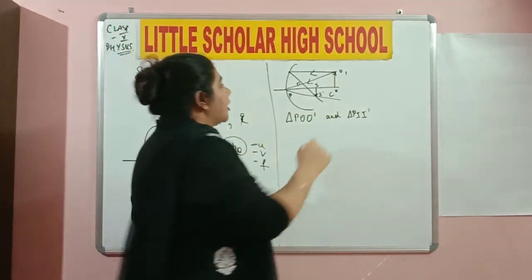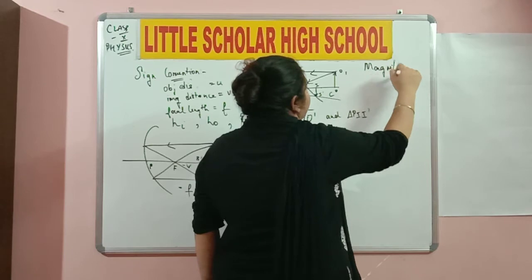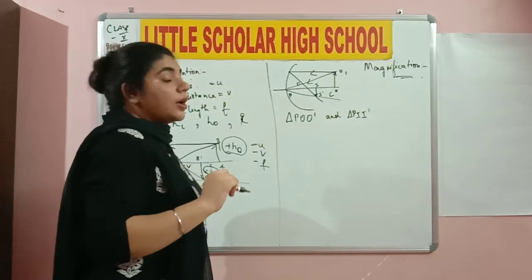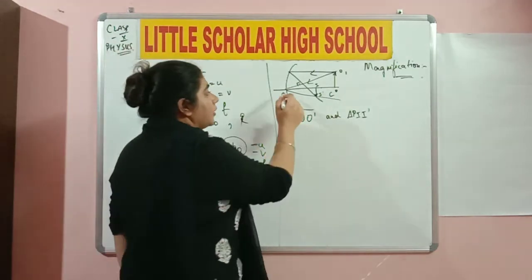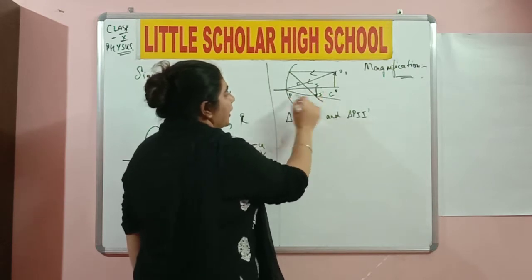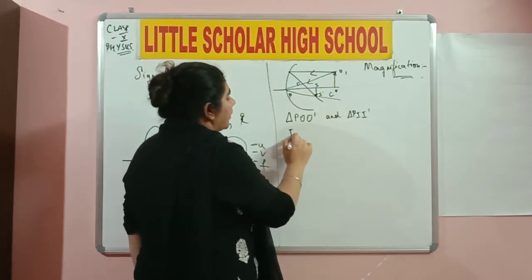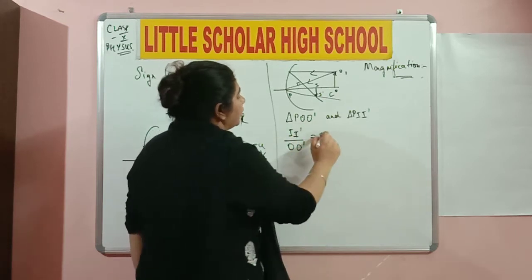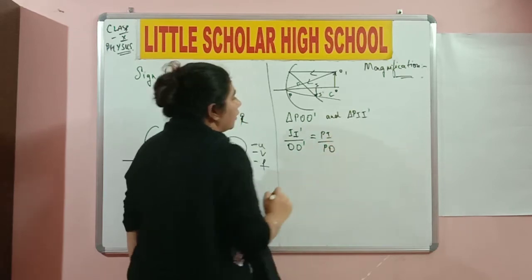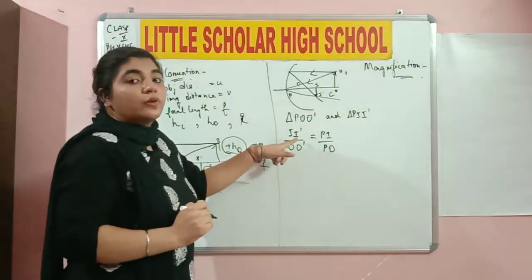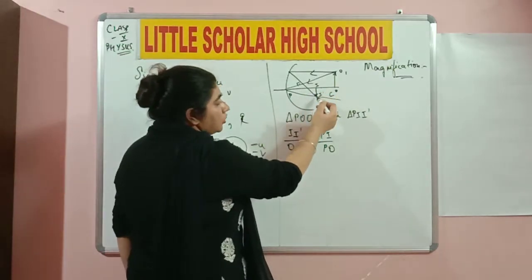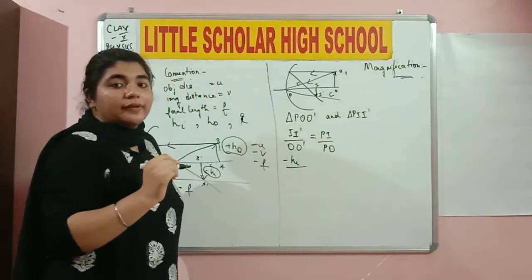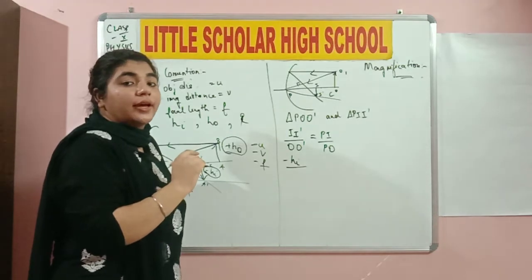Fine. So now let's come to some other topic over here known as magnification. They have asked us to consider two triangles over here. Again, it is POO dash and PII dash. When I consider these two triangles, I can write as per similar triangle property, II dash by OO dash is equal to PI by PO. Now II dash is nothing but the height of the image. The height of the image is below the principal axis. So how do I write it? As minus HI. Very good.